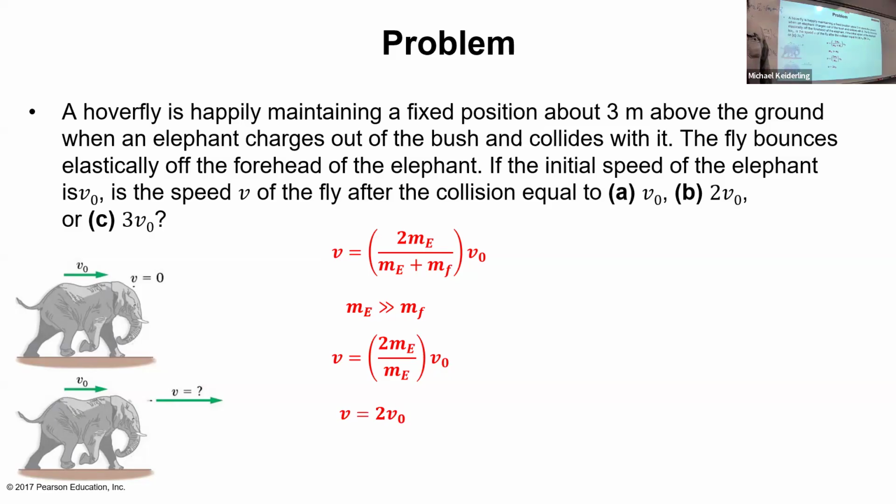So it'll bounce off the elephant with twice the initial velocity. Basically, the fly is so light that the elephant just dumps energy into it. So 2V0.